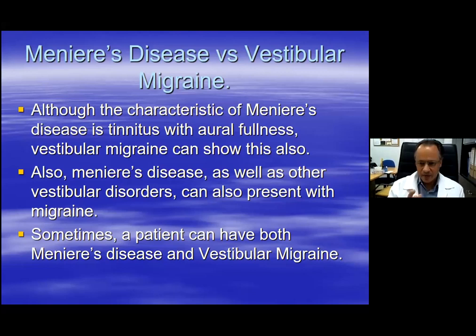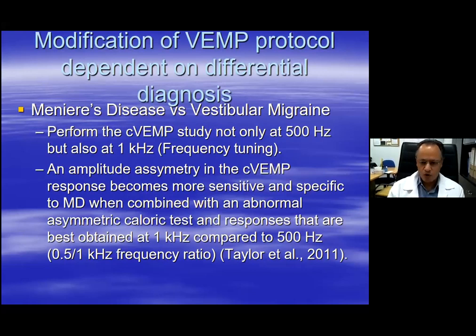The trick here with regards to performing a CVEMP, especially when you have a suspicion of Meniere's disease and/or vestibular migraine, is to perform the CVEMP at two frequencies. I mentioned in the first lecture that the optimum or the best tone frequency to use to obtain a good CVEMP response or even an OVEMP response is 500 Hertz. This is where you will get the best response in physiologically normal individuals in at least 95–98% of cases.